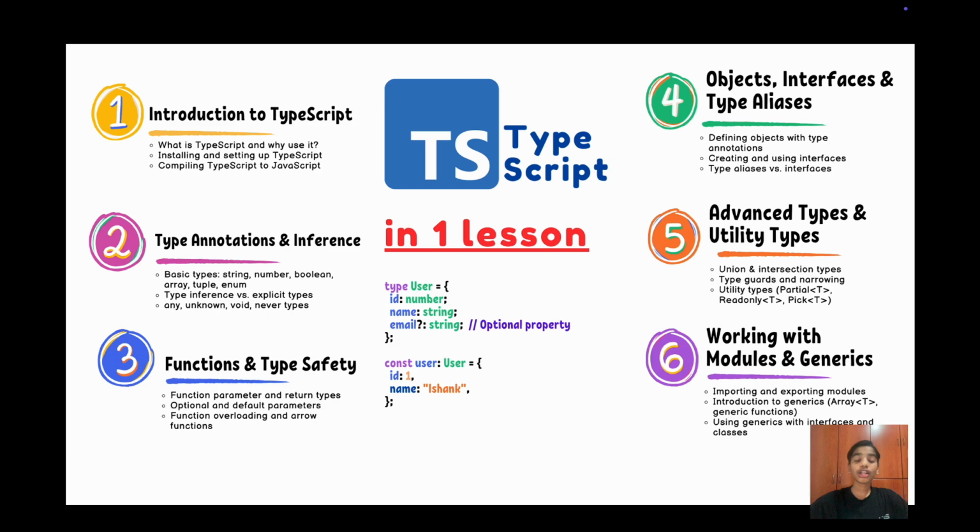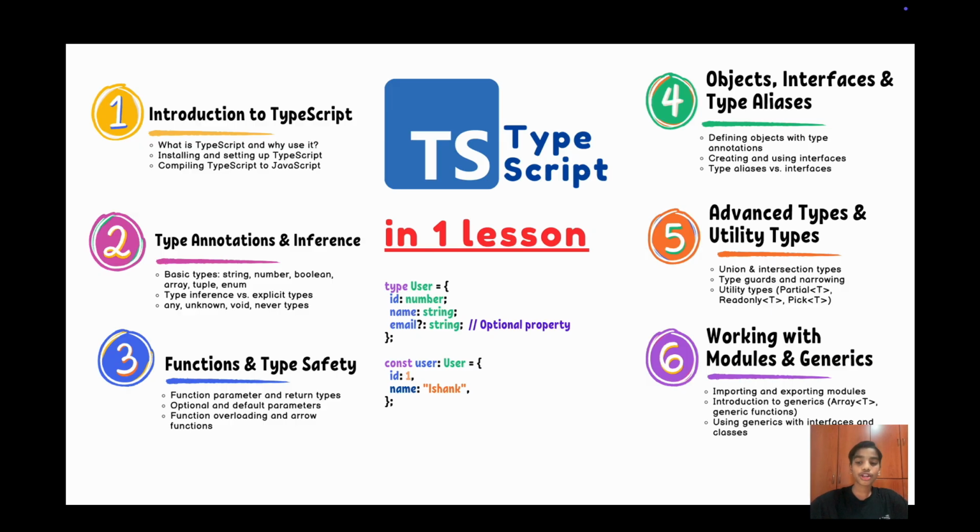Then fourth, we're going to learn about objects, interfaces and type aliases. First, we're going to define object with type annotations. Then we'll create and use interfaces. Then we'll learn about type aliases versus interfaces. Then we're going to learn about advanced types and utility types.